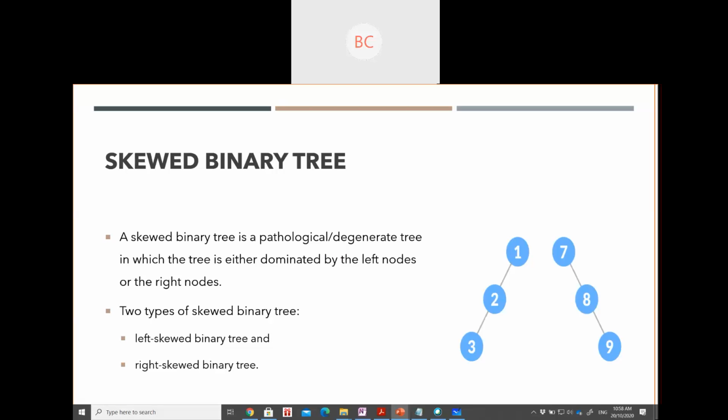So two types can be the left skewed or the right skewed. So if all the nodes are towards the left side, then it's left skewed. And if all the children, these are two separate, don't think it's the same. And this one is the right skewed. So a skewed binary tree is just a pathological tree in which it is either dominated by the left nodes or the right nodes. And based on that, it can be either a left skewed binary tree or a right skewed binary tree. Okay. So for the skewed binary tree, you just remember that it has a single child. Okay, is it clear?